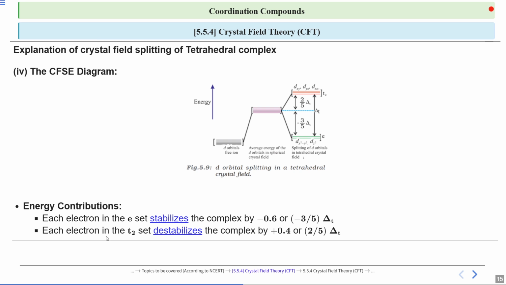Each electron filling the T2 set destabilizes the complex by positive 0.4, or 2 by 5 of delta T. Each electron with this much energy destabilizes the complex. Why do we use destabilize? Because this is a positive, higher energy of electrons, which means the complex will be destabilized.